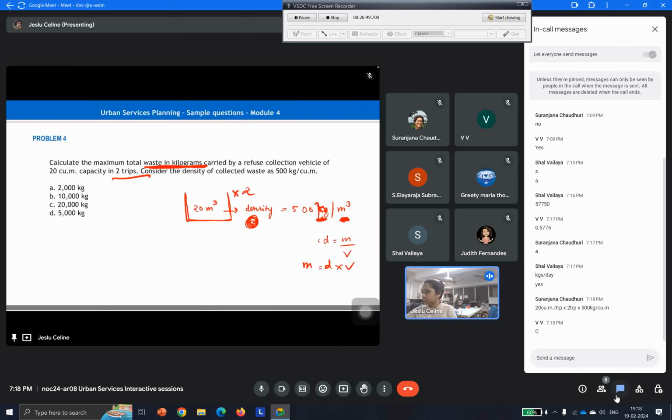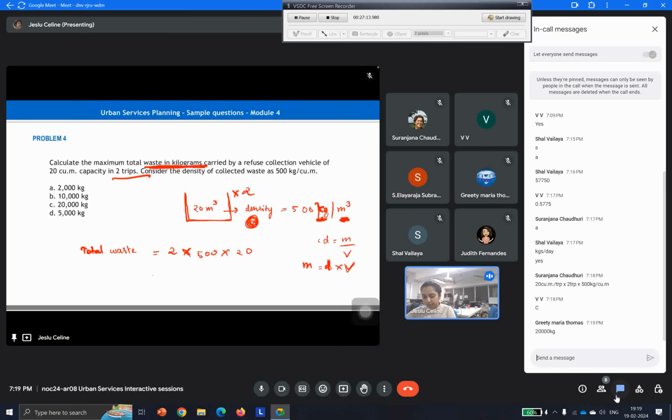So let's do that calculation. Total waste will now be two times the density, which is 500, into the volume, which is 20.